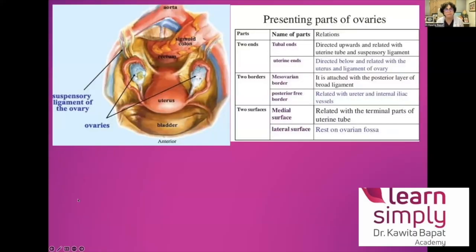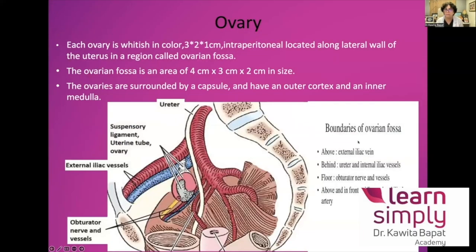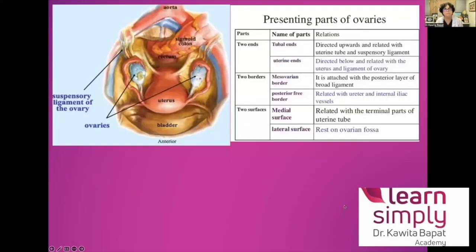The boundaries of the ovarian fossa are important, because it has the external iliac vessels above, and behind it the ureter and the internal iliac vessels. The floor is formed by the obturator nerve and vessels, and anteriorly it is the obliterated umbilical artery. So while removing the ovaries through the vagina, we should know the boundaries of the ovarian fossa, and why we are most worried about the ureter and internal iliac vessels, and also about the external iliac vessels above. So again, these are the parts we should know.